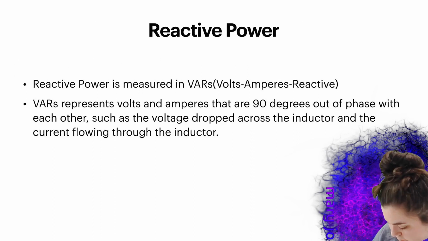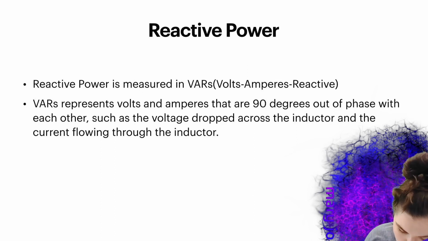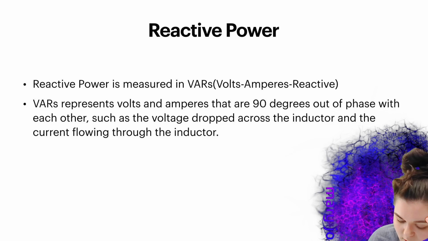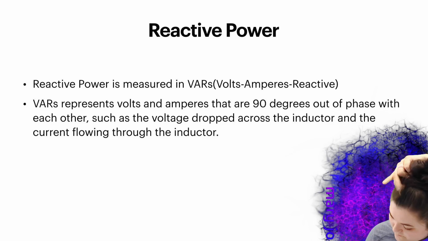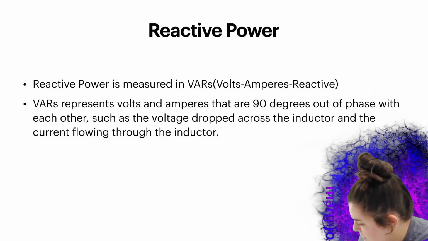Reactive power. So, reactive power is measured in VARs. We went over that last chapter 2, and that stands for volts, amperes, reactive. So, VARs represents volts and amperes that are 90 degrees out of phase with each other, such as the voltage dropped across the inductor and the current flowing through the inductor. So, those are 90 degrees out of phase with each other.